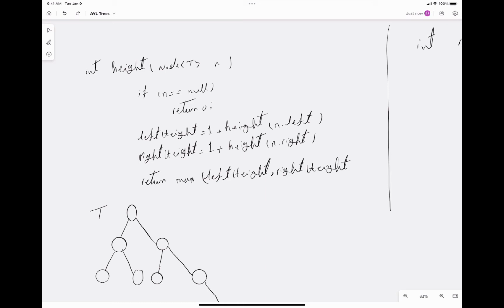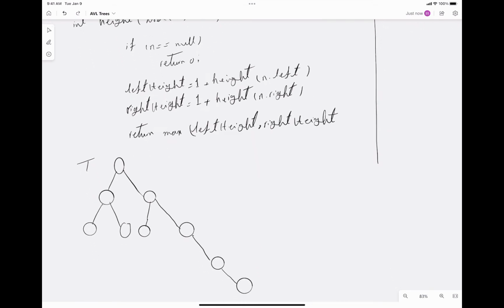It starts by checking whether the node n is equal to null or not. If it is, return 0, which means there's no height because the node does not exist. If the node exists, then the height of that node from the left side, how far it can go on the left side, is going to be 1 plus the height of its left child, because we have the node n itself.